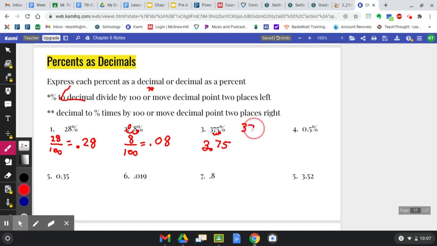And what you can do is you can take 375, divide it by 100, but that's essentially what it does. It moves the decimal places to the left, right? So 0.5%, if I go 1, 2, right, I need another 0 holding that spot.